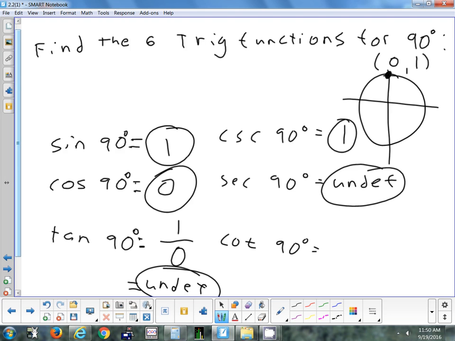Right. If you were going to make this a fraction, you could put 0 over 1. Now flip that, you get 1 over 0. We just said divide by 0 is undefined. And the last one, cotangent of 90.